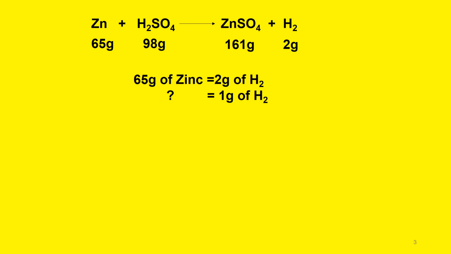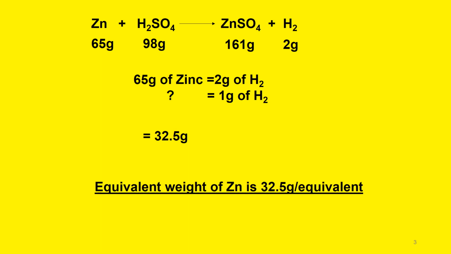From 65 grams of zinc, 2 grams of hydrogen are produced. How many grams of zinc produce 1 gram of hydrogen? This is equivalent to 65 divided by 2, which is 32.5 grams. Therefore, the equivalent weight of zinc is 32.5 grams per equivalent.